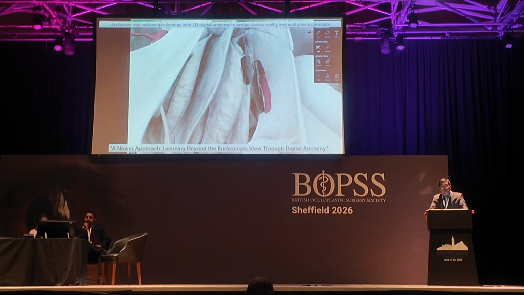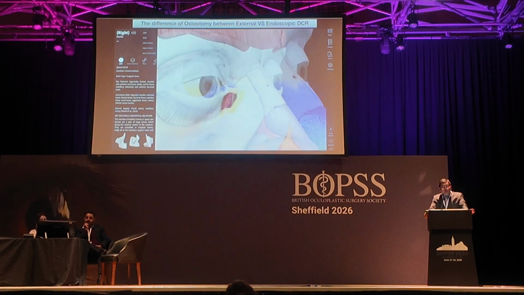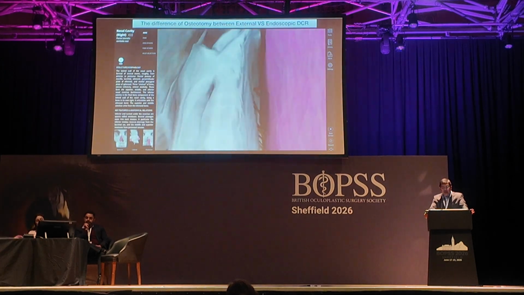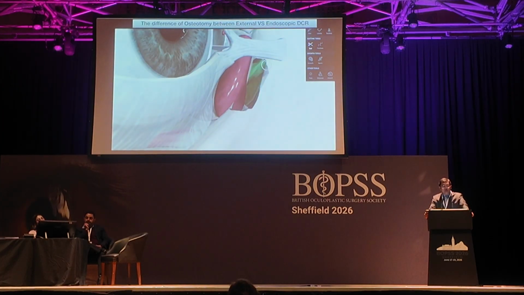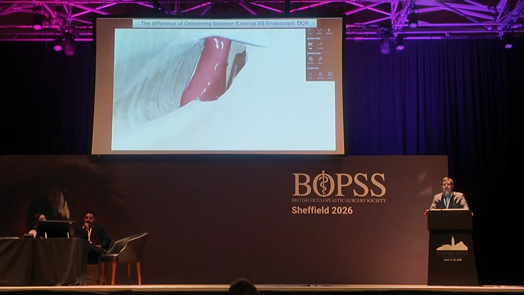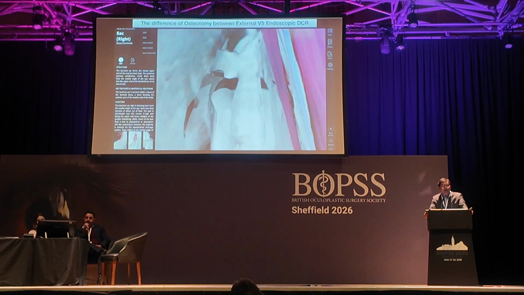Sometimes we have to remove the agger nasi cell and uncinate process to expose the whole area of the lacrimal sac mucosa. By digital anatomy, if you do the external DCR, you will see the relationship and the difference. If we remove the bone from the orbital side, we can remove the bone very well, but we could not remove the bone underneath the medial canthal ligament. That is one of the limitations that I found from the digital anatomy.